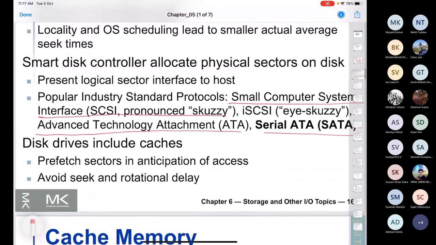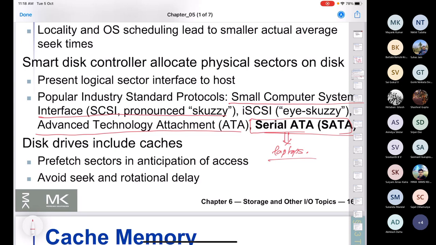This one is very common, and this is probably what you have in your laptops. These are two different protocols for two different types of systems. The SCSI, although it is called small computer, is actually used in large warehouse scale computers which store humongous amounts of data. Actually, the iSCSI systems. Okay, and SATA is more common in the small computers, the personal computers that we use.